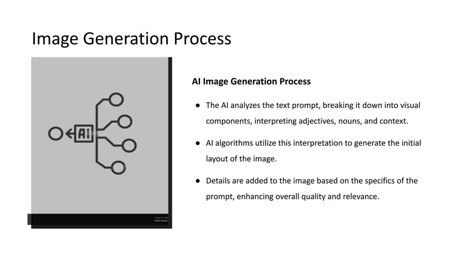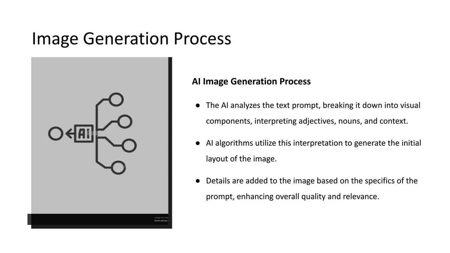By dissecting adjectives, nouns, and the overall context, the AI builds a complete picture of what the desired image should be. This understanding then acts as a blueprint for the AI's algorithms to generate the initial image layout. Finally, the prompt-specific details are layered on, like brush strokes on a canvas, refining the image and ensuring it closely resembles what the prompt described. This is evident when adding in adjectives and modifiers as details that generative AI has to process and fulfill.